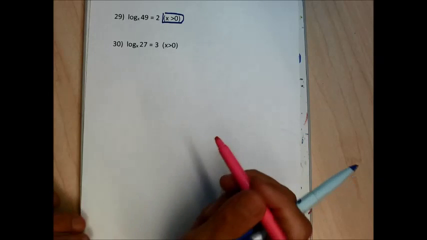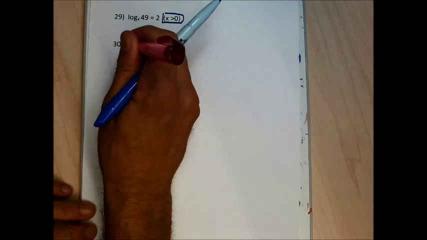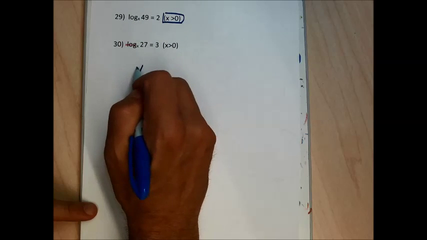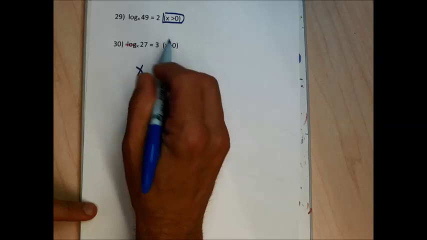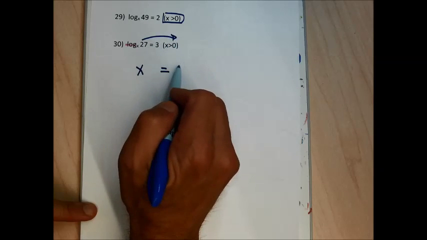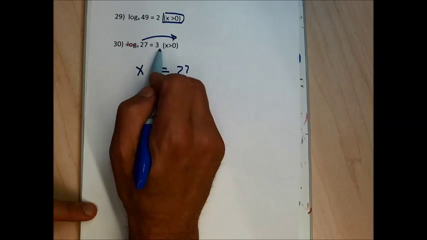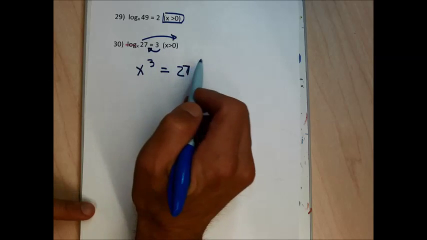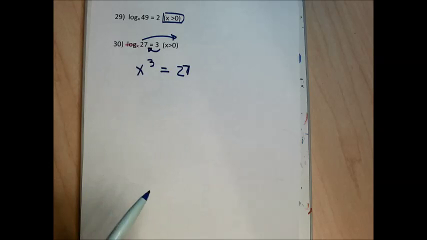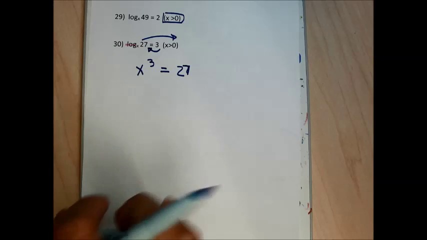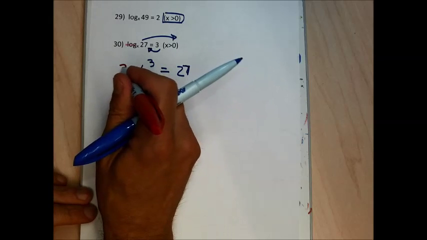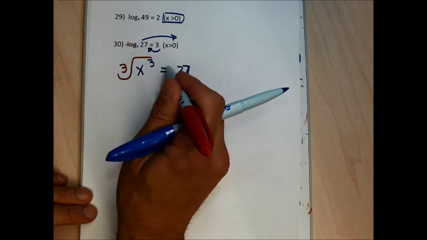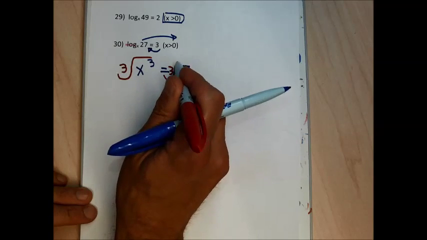So I'm going to rewrite problem 30 so it doesn't have the log. I'm going to cross out the log. The x is going to stay on the left-hand side. The equal sign is going to stay between. The 27 is going to move to the right-hand side. The 3 is going to move to the left-hand side and become an exponent. So I have x cubed equal to 27. The way to get rid of a cube to solve for x is to cube root both sides. So to get the x solved for, I'm going to cube root both sides.